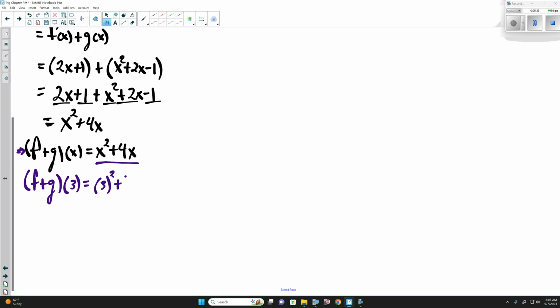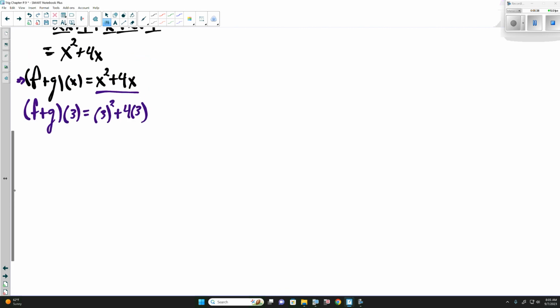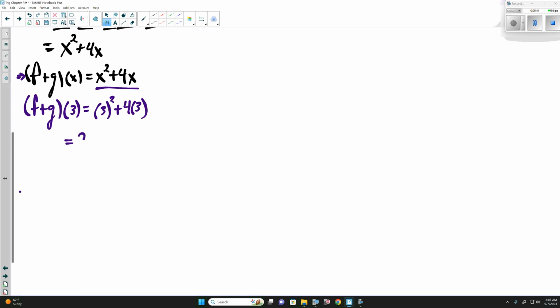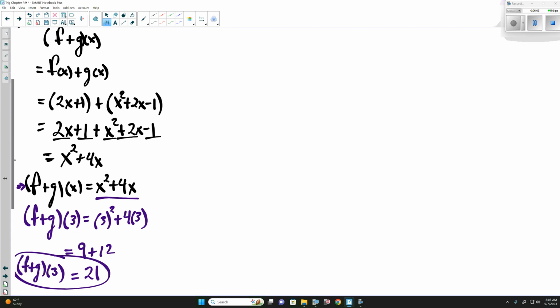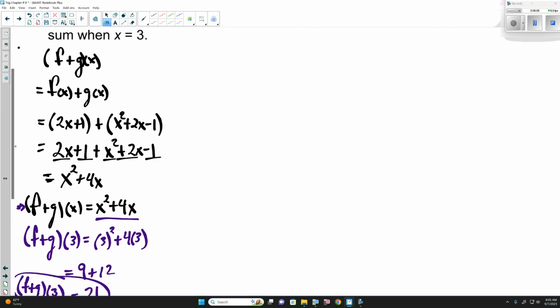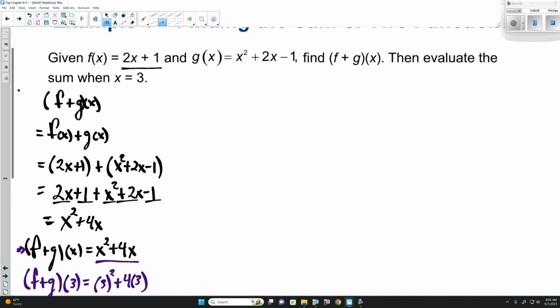So we have 3 squared plus 4 times 3. Well, 3 squared is 9, and 4 times 3 is 12. So 9 plus 12 is 21. So f plus g of 3 is 21. That's it. Questions on f plus g of x? We're ready for the next one. So the next one I want to do is f minus g of x.